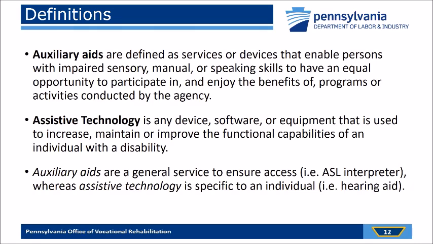So again, when we're talking about auxiliary aids, we're talking about general services, not specific to a person, and that can most likely be used by multiple people. And assistive technology is going to be very specific to a person. So I hope that that is a clear definition and explains the difference between the two.